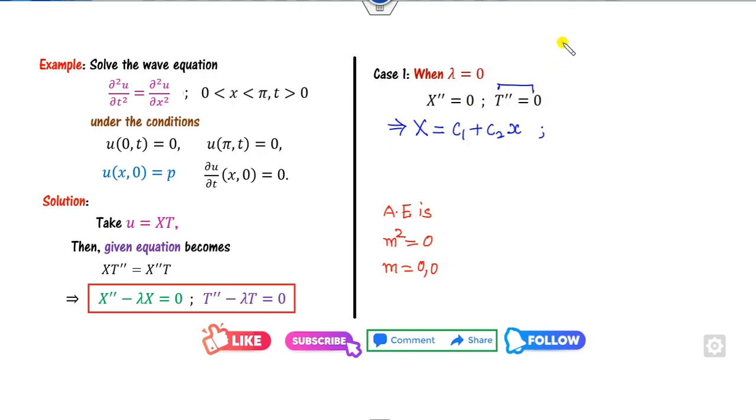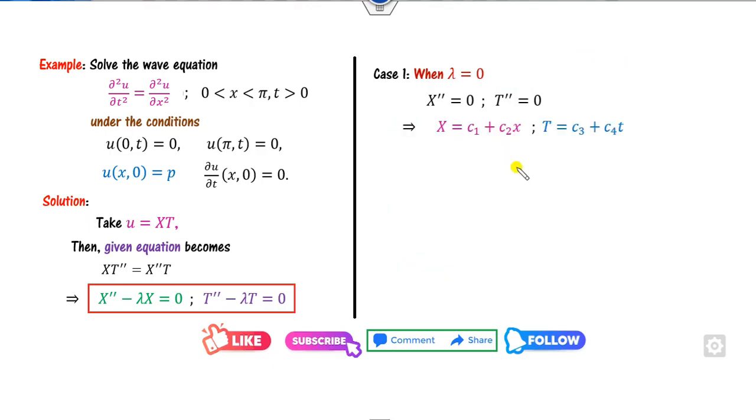Similarly, for this case, what is my auxiliary equation? This is again m square is 0, so m is again 0 comma 0. So capital T will be C3 plus C4 t. Now once you know the values of X and T, I can substitute them, and in this case you will get the solution.